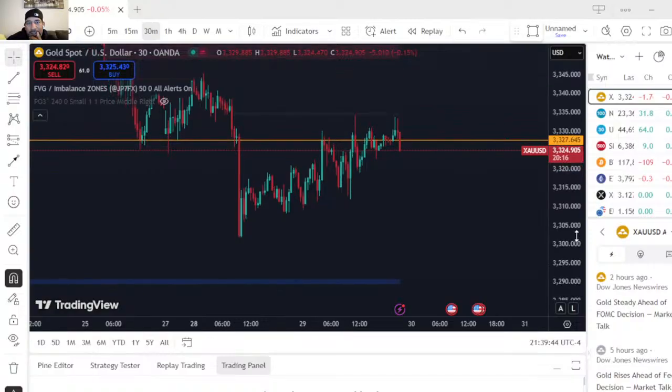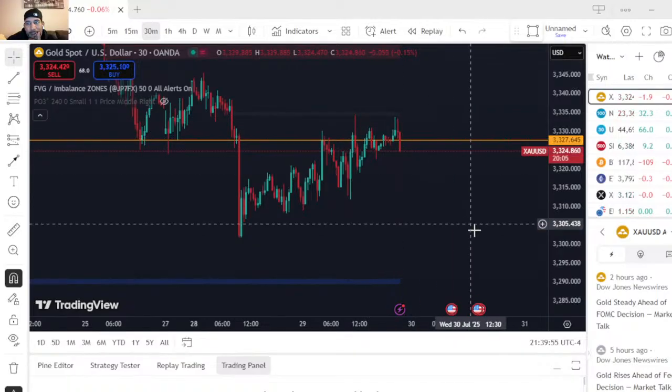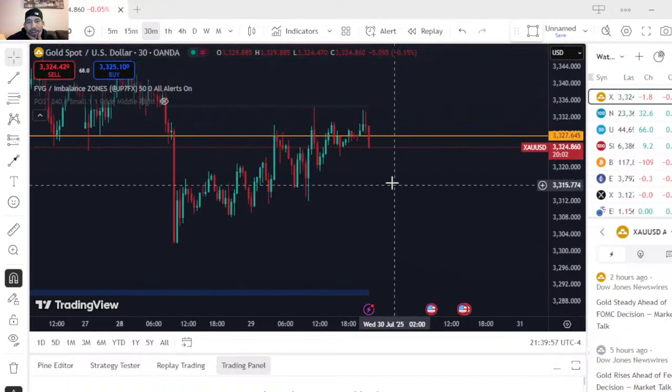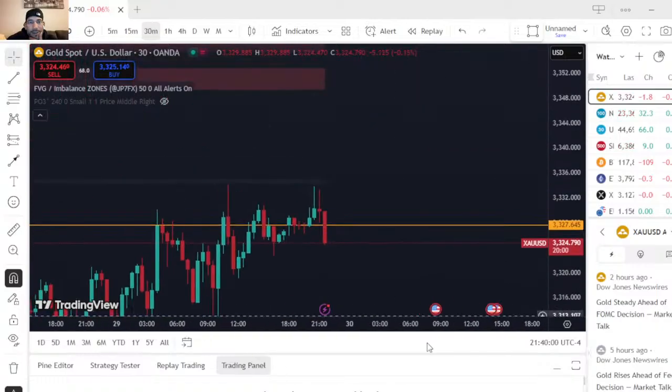Just off the naked eye here, even though we broke above this resistance area right here, we have several fake outs. Now we did close above, but now this candle's pulling down. So 20 minutes left on this 30-minute candle. Let's take a closer look.